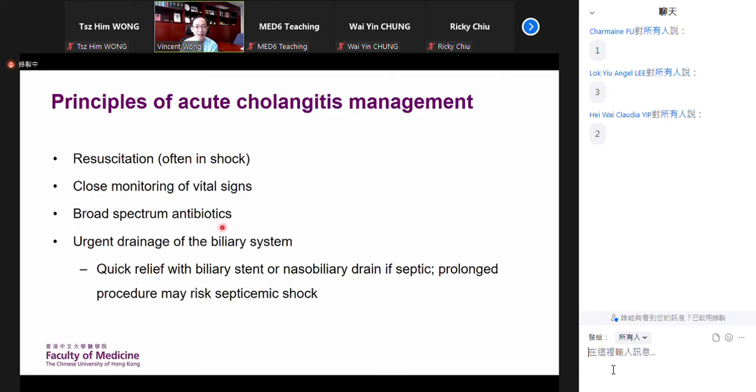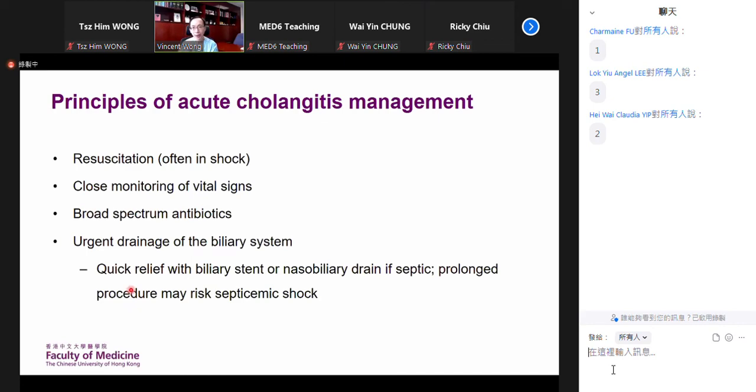provide broad spectrum antibiotics, and also cholangitis is like an abscess. So it is bacterial infection of an enclosed system. And in this case, the enclosed system is the biliary system. So urgent drainage is very important.